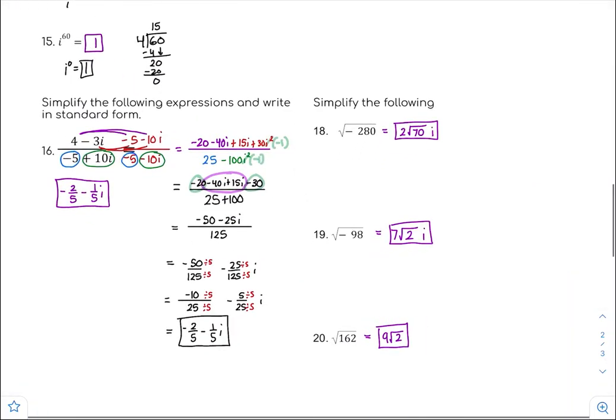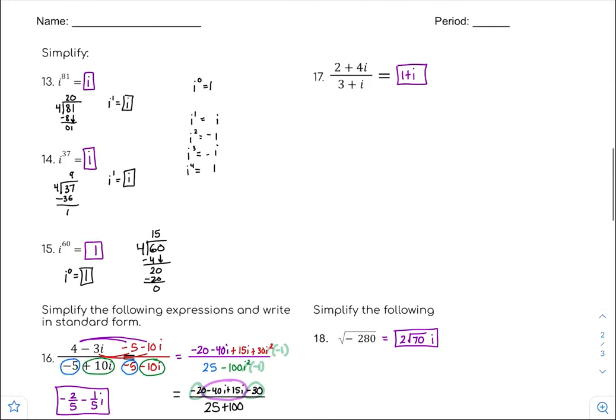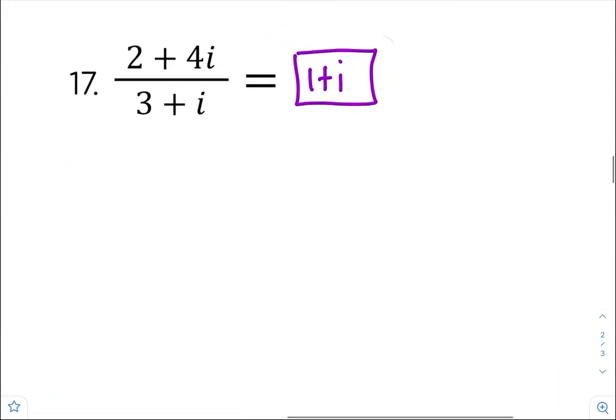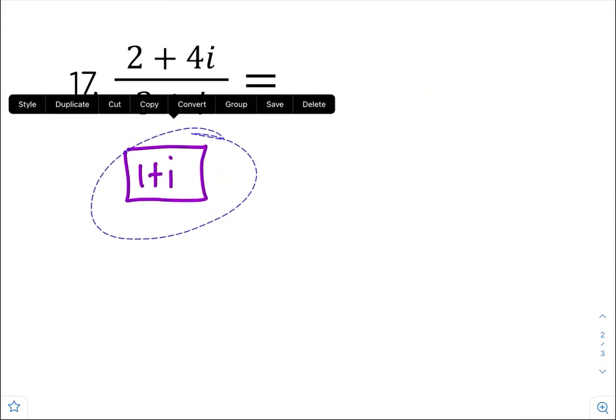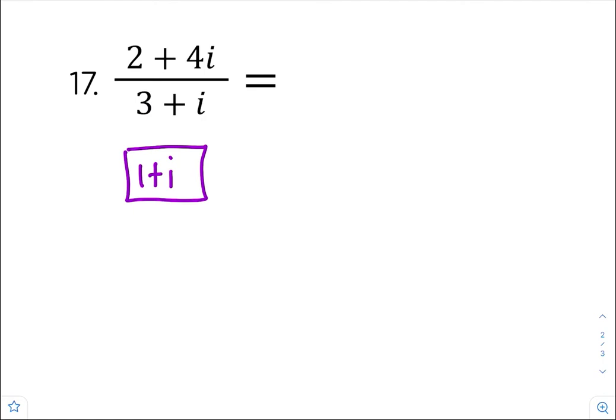Okay. So, 17. Give me 1 second, because my computer is literally about to die. Pause for like a minute.